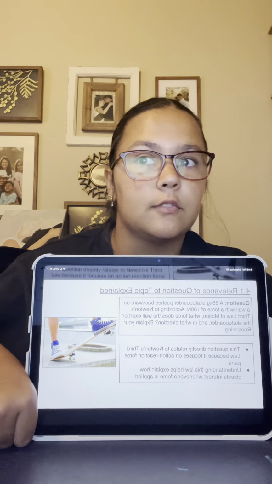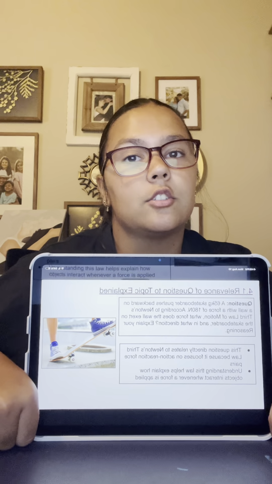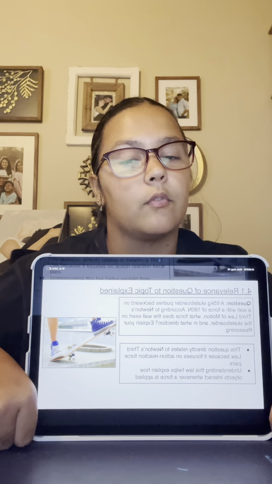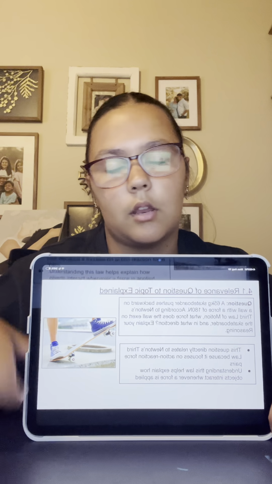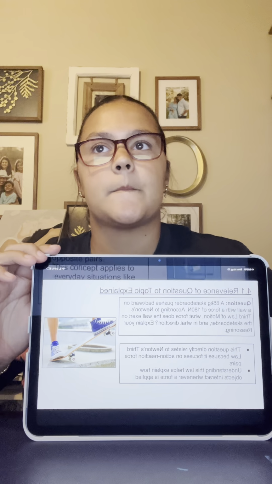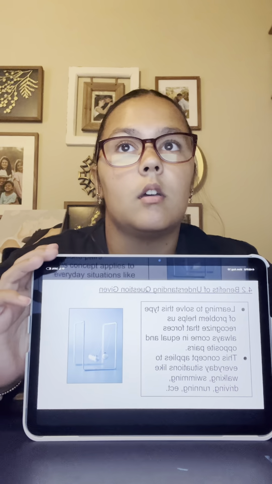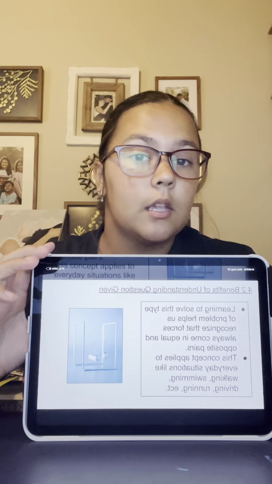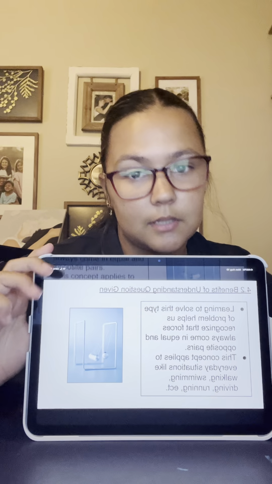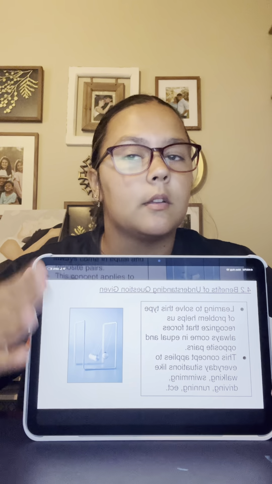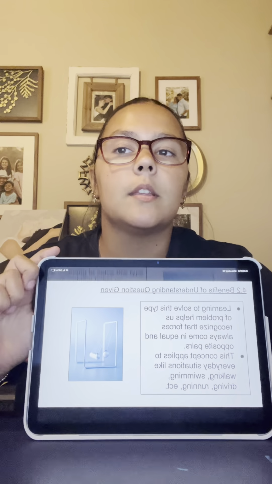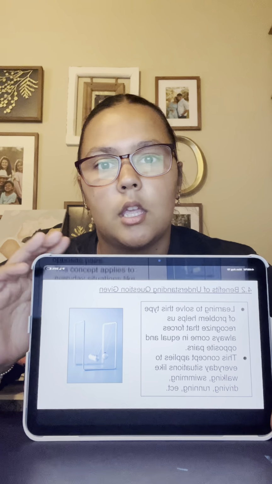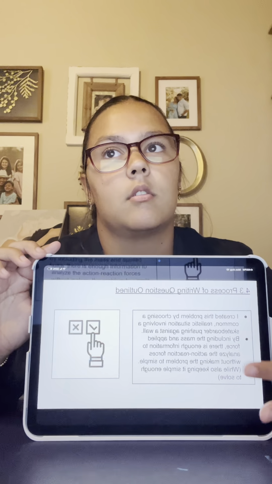I picked this question because it directly relates to Newton's third law, because it focuses primarily on the action and reaction force pairs. Understanding this law helps to explain how objects interact whenever a force is applied, specifically the skateboarder and the wall. Learning to solve this type of problem helps us recognize that forces always come in equal and opposite pairs and that they're not just by themselves. Also, I put a picture of the pendulum to kind of prove that. This concept applies to everyday situations like walking, swimming, running, driving, etc.